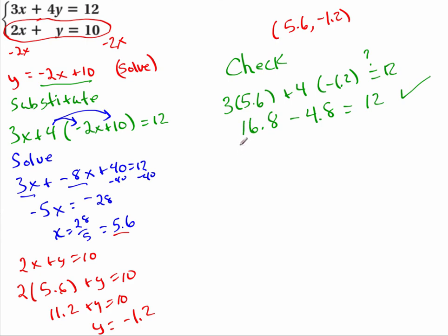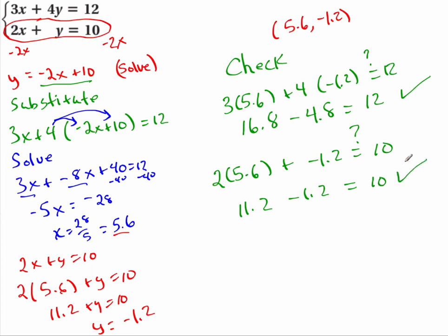You want to check the other line as well. So 2 times 5.6 plus a negative 1.2, does that equal 10? And I put the question mark there. 2 times 5.6 is 11.2. Minus 1.2, and yes, indeed, that does equal 10. Now remember, you want to use substitution, if you have a choice, when one of the equations is easy to solve for.